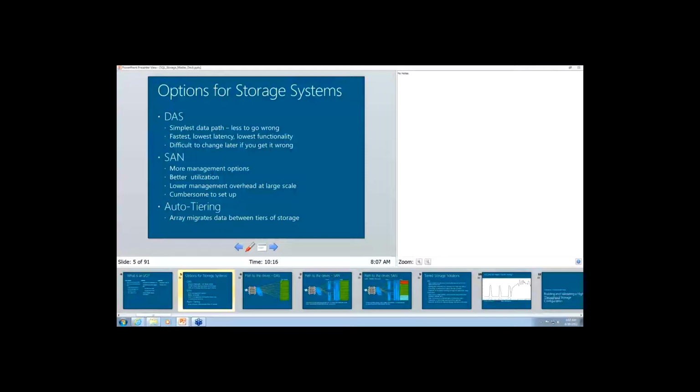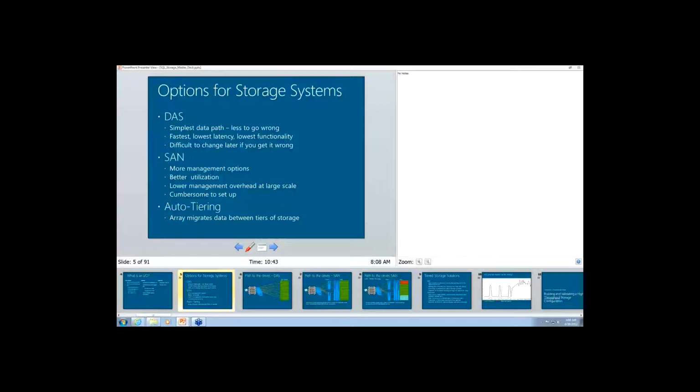Again, it's the lowest level of functionality, which means that a lot of things that the SAN environment would do for you, you have to do by hand. All the layout is done by hand. You're physically configuring each individual disk spindle and configuring it to a volume. And so if you don't get things laid out optimally, going back and changing it later is a real problem.